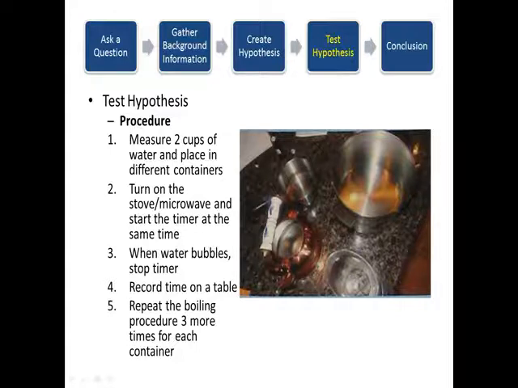The two things they maybe needed to do a better job of is, like I mentioned earlier, define exactly when you will stop the stopwatch to measure when it starts boiling. Is it on the first bubble, or is it when it's in a rolling boil?